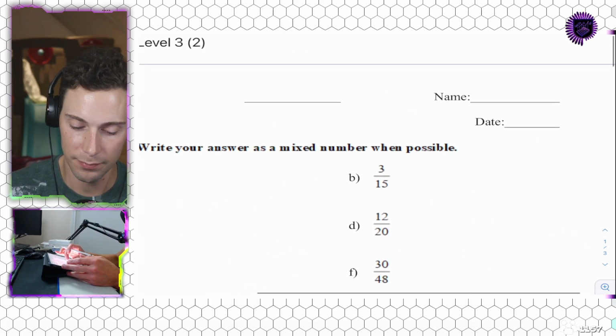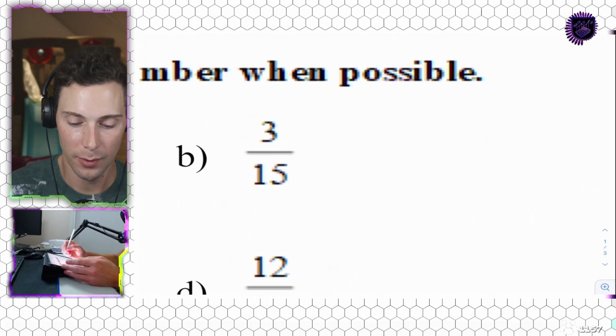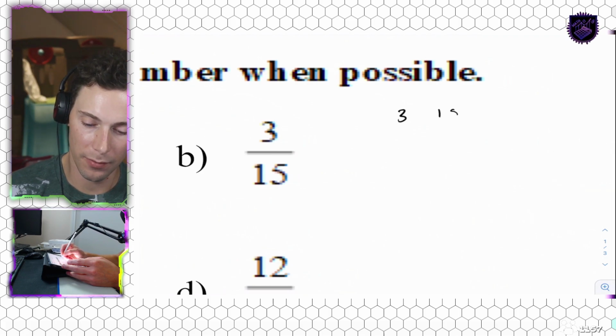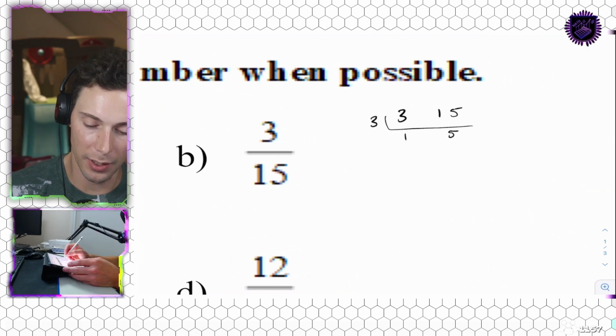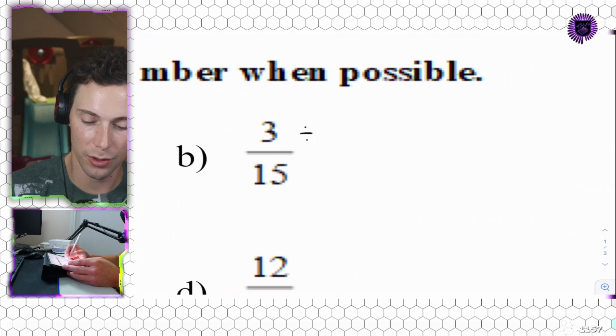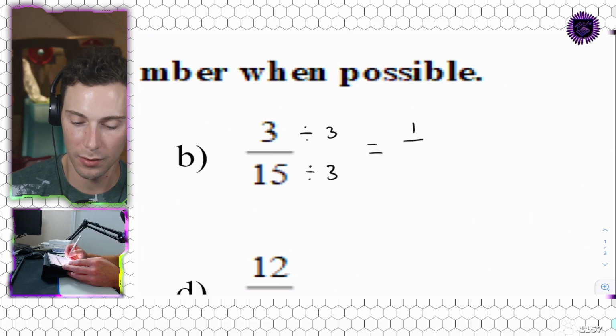Next question, 1b, 3 and 15. Again, we can do our ladder method. 3, 15. 3 can be divided by 3 once, and 15 divided by 3 is 5. So the greatest common factor is 3. We don't have to do that, though, but I would like you to show your work by dividing and showing our equivalent fraction of 1/5.